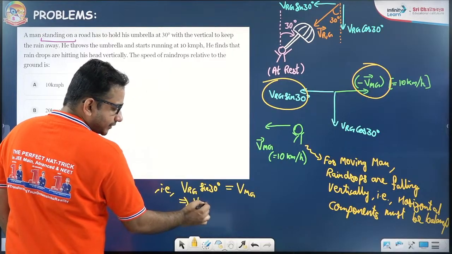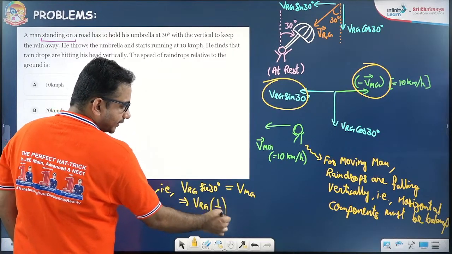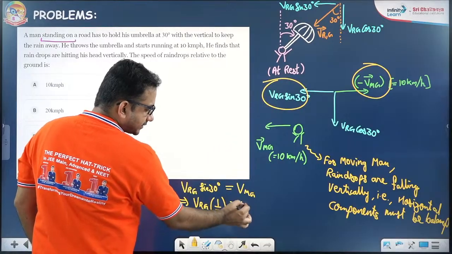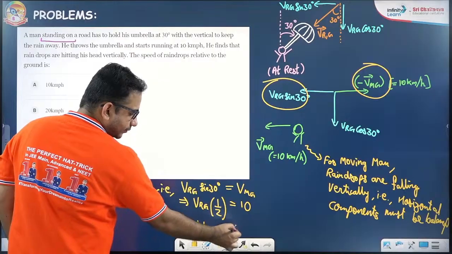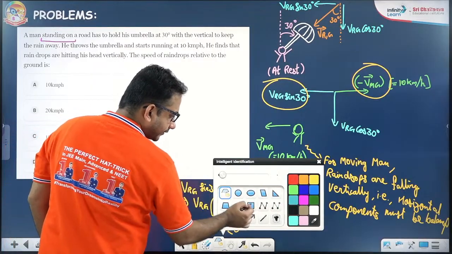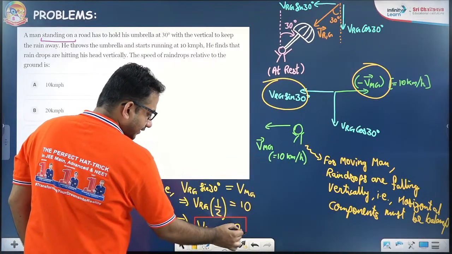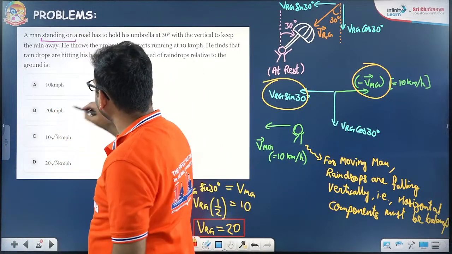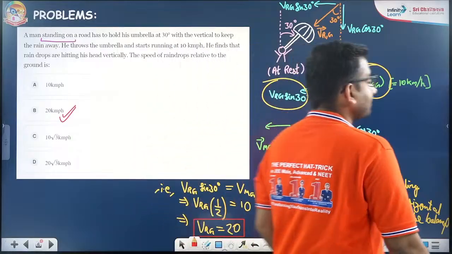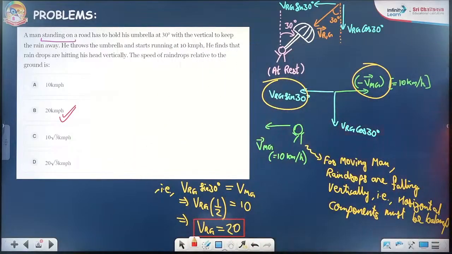So let me write it in the next step. VRG sine 30 degrees is 1 by 2. VMG's magnitude is equal to 10 over here. So from here, VRG equals 20. From here, VRG is equal to 20 km per hour. And hence your correct option is 20 km per hour. I hope the situation is clear to you.